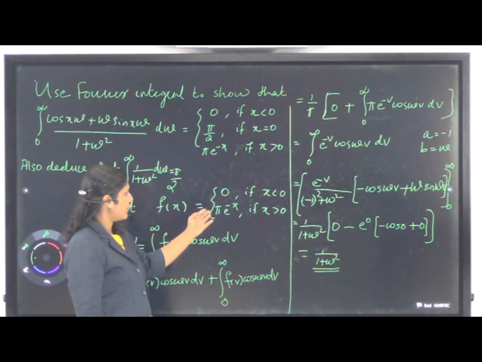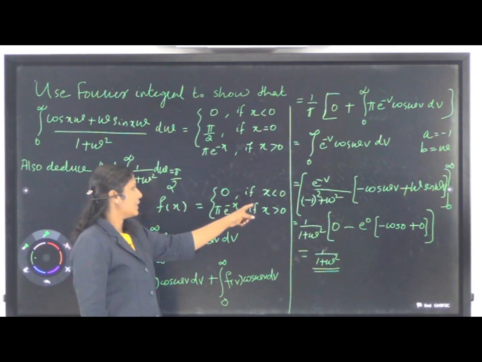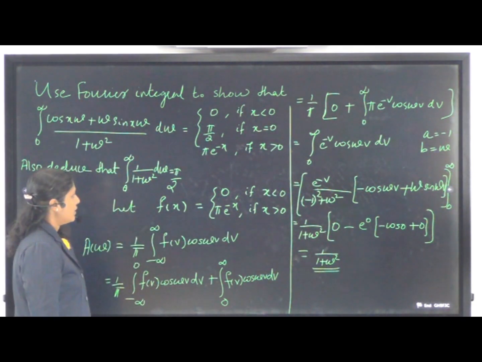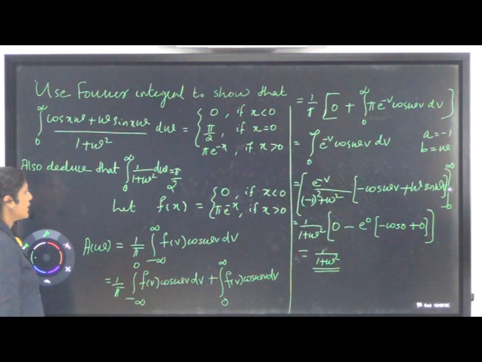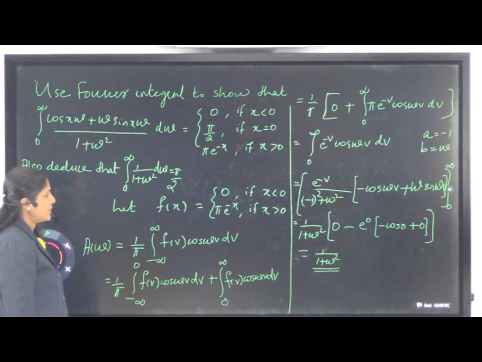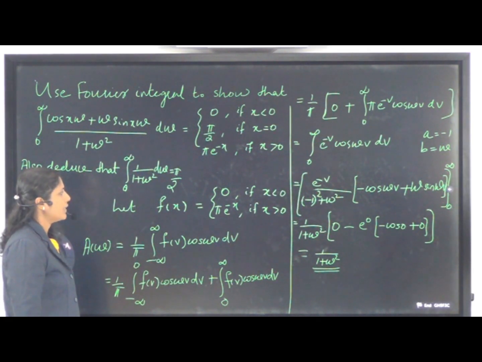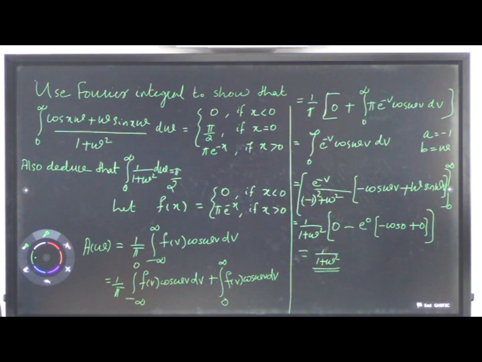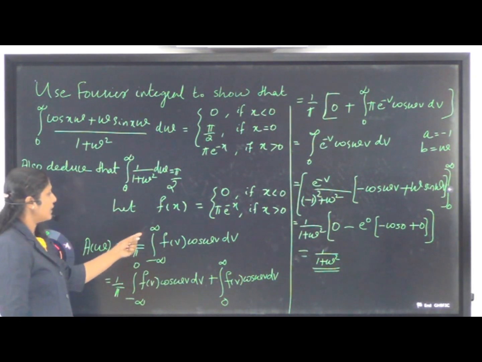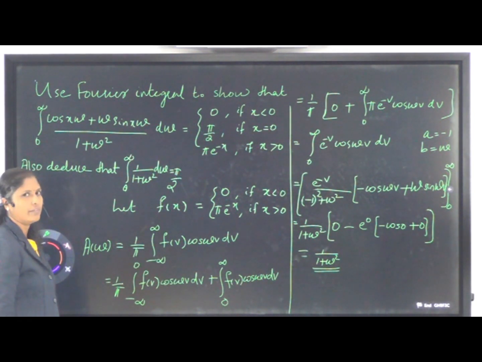Here the function f of x is discontinuous at x equal to 0. So first we find the Fourier integral of f of x. Then next find the value of the integral at x equal to 0, the point of discontinuity. So first the coefficient a of omega equal to 1 by pi integral minus infinity to infinity f of v cos omega v dv.